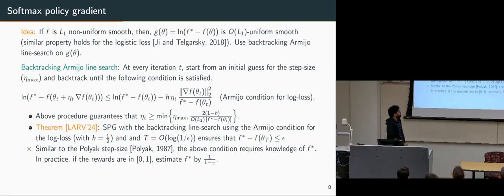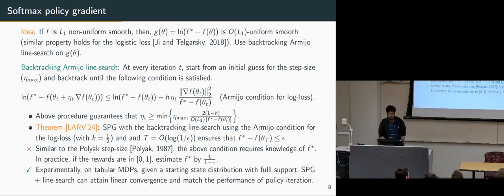So this is similar to the Polyak step size, which assumes knowledge of f star. This arguably is much easier to estimate than the mismatch ratio. In our experiments, we just set it to 1 over 1 minus gamma if the rewards are between 0 and 1. And if you run this, you will find, given a starting state distribution with full support, this SPG plus the line search can attain linear convergence, and it matches the performance of policy iteration. So it converges fast, matching the rate of, even in practice, policy iteration.